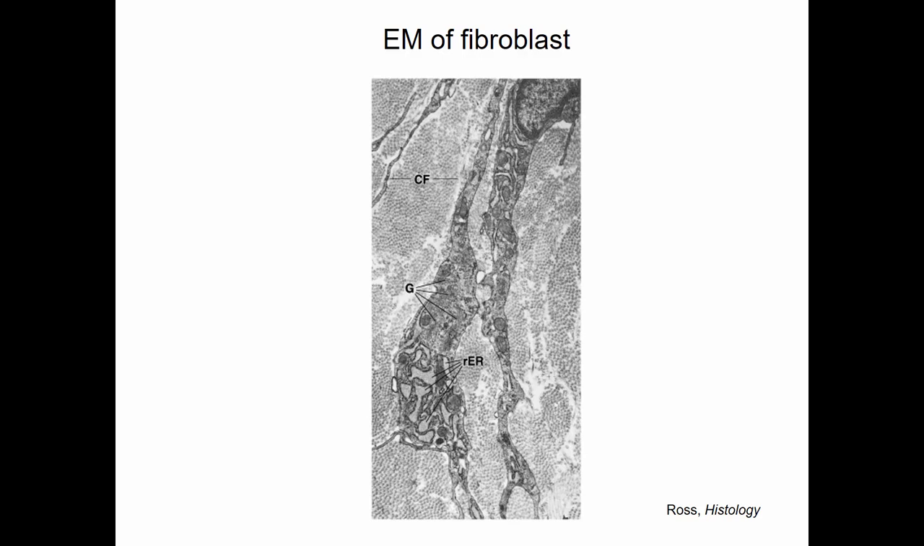Okay, now here's an electron micrograph of a fibroblast. And the nucleus, here's the cytoplasm. There's a rough endoplasmic reticulum, very elaborated, because any cell that is secretory, that is producing a lot of extracellular matrix, will have a very prominent rough endoplasmic reticulum, which is studded with ribosomes. And it also has a Golgi apparatus, also very abundant, with many vesicles and cisternae that package the secreted molecules and allow them to be exported.